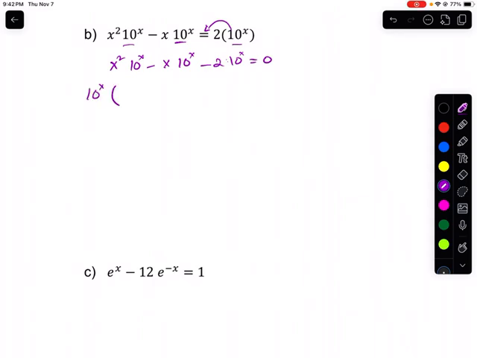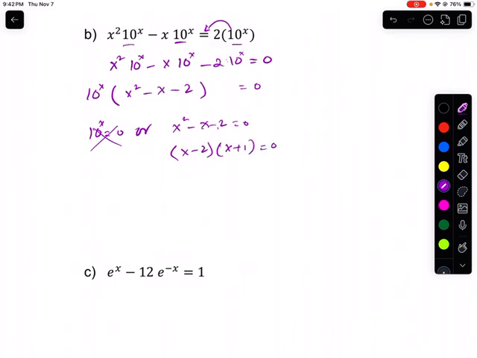Now I can factor out the 10 to the x, and I am left with x square minus x minus 2 equal to 0, which implies 10 to the x is 0, or x square minus x minus 2 is 0. Now 10 to the x equal to 0 is never going to happen, so the only solution comes from this equation, which is factored, and it gives me these two values for x.